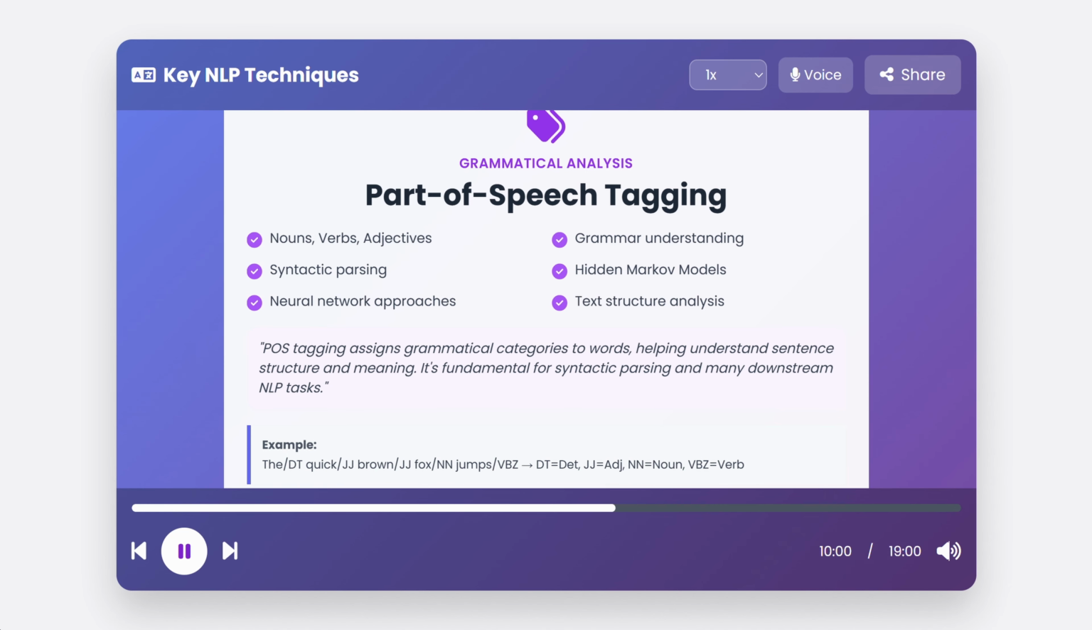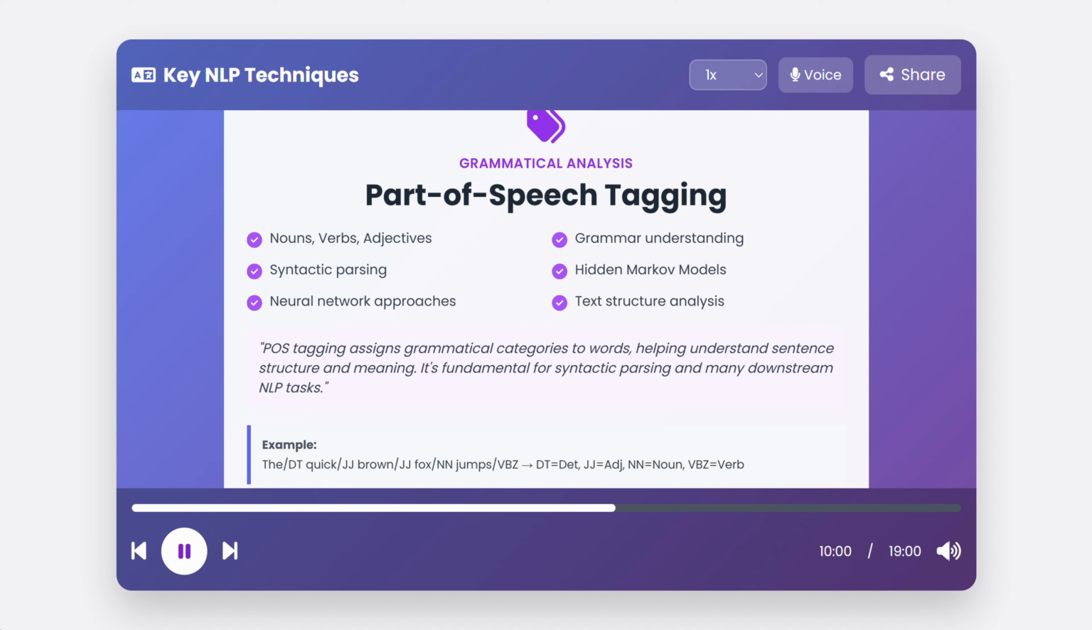Part of speech tagging assigns grammatical categories to words, helping machines understand sentence structure and syntax. Common POS tags include nouns, verbs, adjectives, adverbs, prepositions, and more. Traditional approaches used hidden Markov models, but modern systems employ neural networks for higher accuracy.